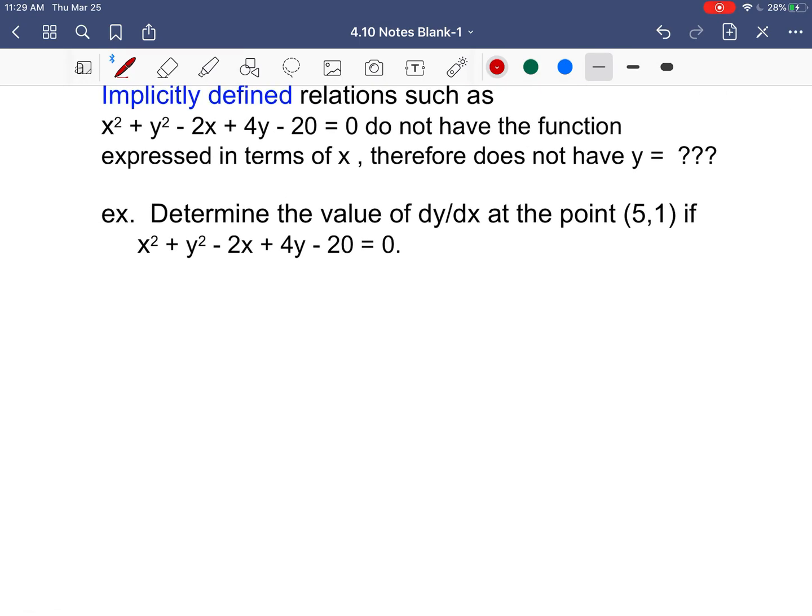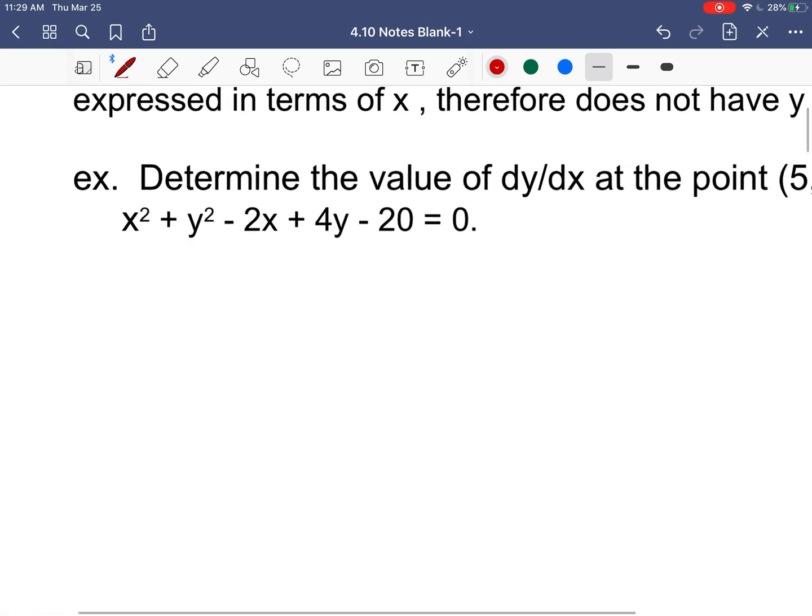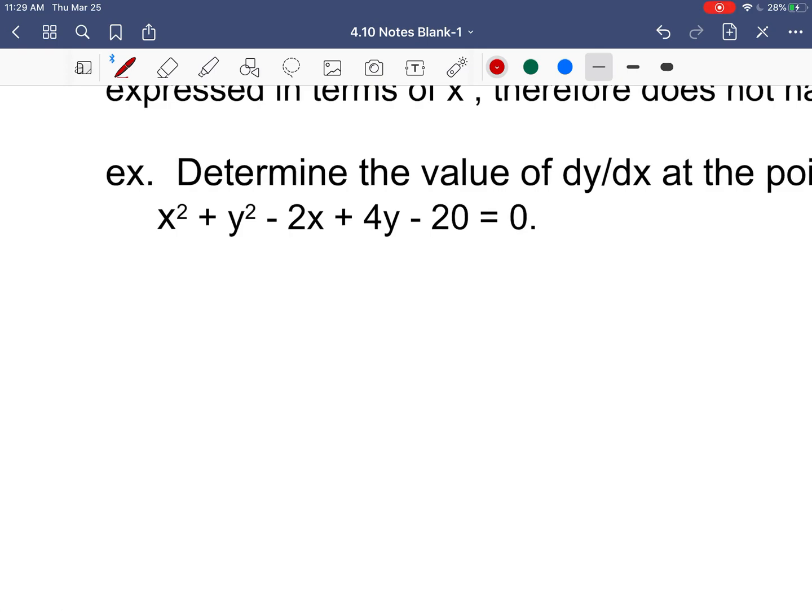For our first example, determine the value of dy dx at the point (5, 1). We've got x squared plus y squared minus 2x plus 4y minus 20 is equal to 0. We are going to start by moving the 20 to the other side and rearranging. So x squared minus 2x plus y squared plus 4y is equal to 20.